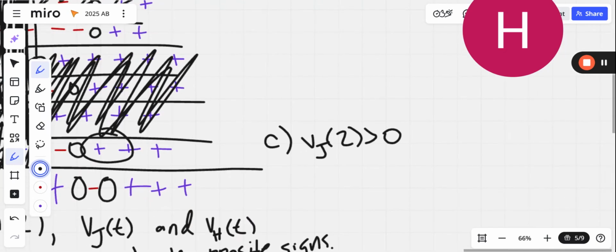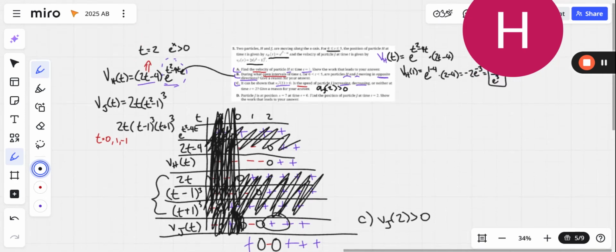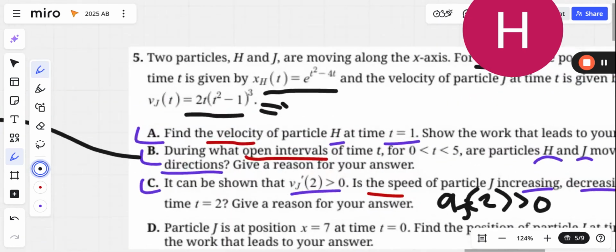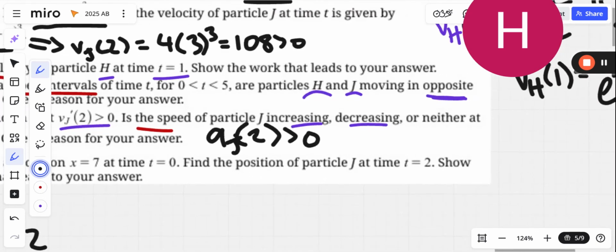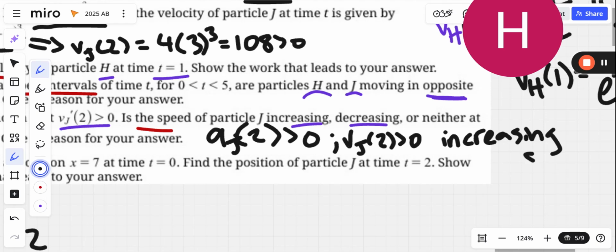I mean, if you wanted to plug it in, you totally could. We have an equation for this. So we could say that Vj of 2 is 4 times (2 squared minus 1) cubed, which is 4 times 3 cubed, so it's 108, which is definitely positive. So the velocity is positive and the acceleration is positive. That one's easy. So it's increasing speed. Nice.